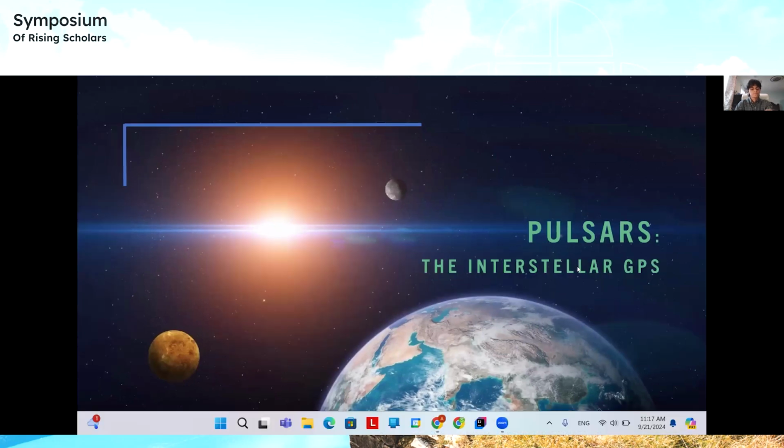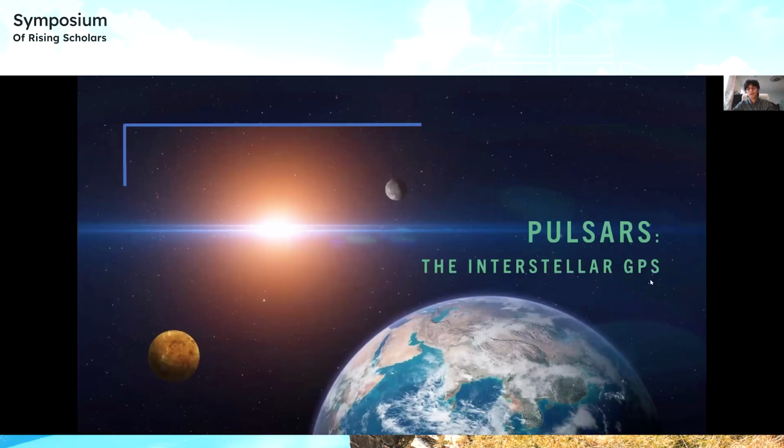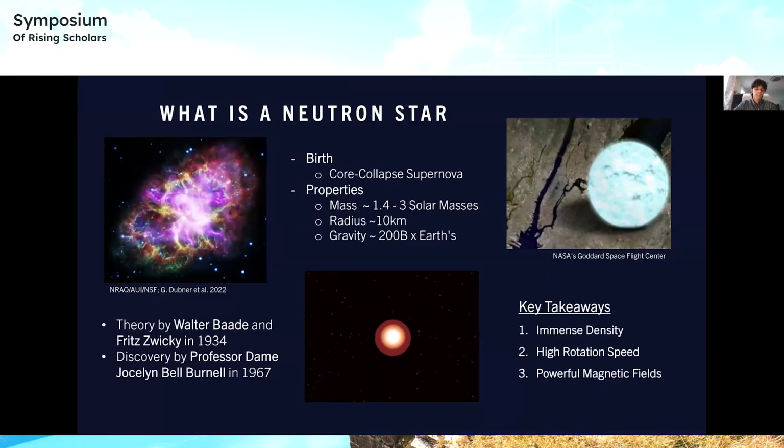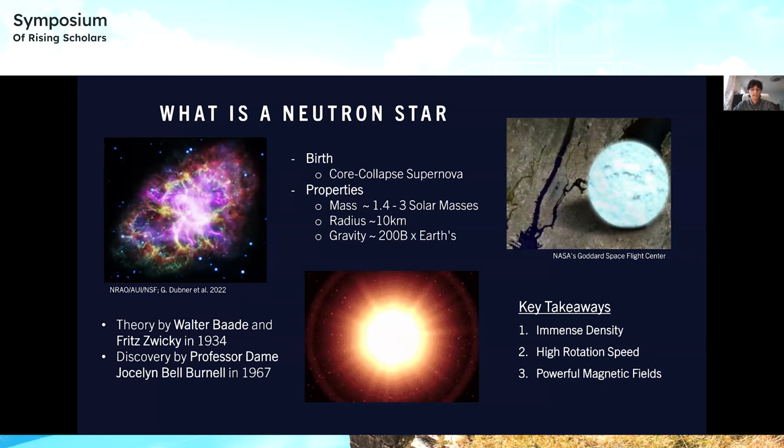All right. So today I'll be presenting about pulsars and how they contribute to the interstellar GPS. All right, so first things first, what is a pulsar? Well, a pulsar is a neutron star. A neutron star is, in its most basic form, a cold dead corpse of a massive star about 20 to 30 times the mass of our sun.